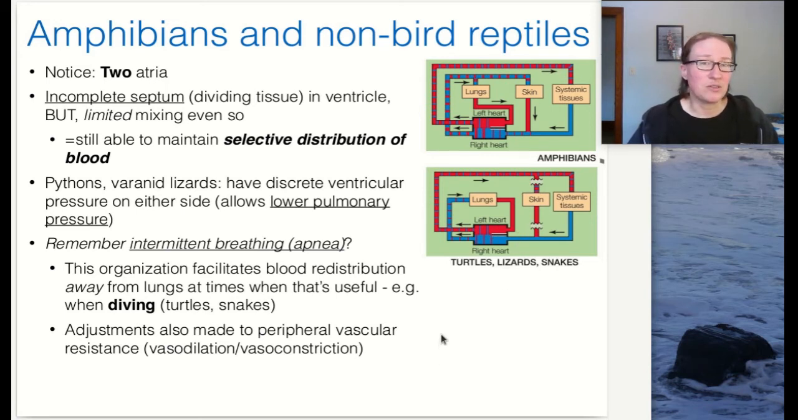And those animals will also make other adjustments to peripheral vascular resistance, right? Using combinations of vasodilation and vasoconstriction to facilitate and redirect blood flow under different circumstances.